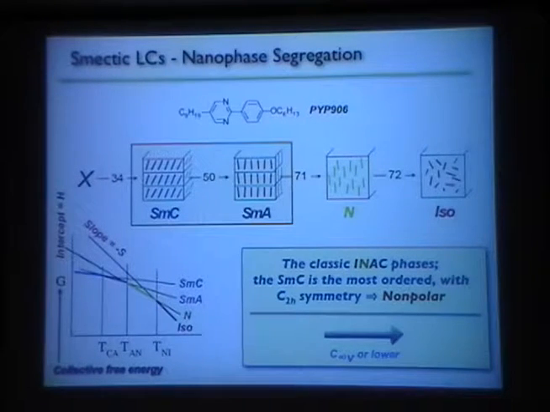phenylpyrimidine. It has this nice I-N-A-C phase sequence that is very attractive for many reasons, and the isotropic is always the highest temperature phase. And then as you go down from the isotropic, you get these other phases. What that proves is that the isotropic has to have the highest entropy. The highest entropy phase is always going to be the global free energy minimum at the highest temperature, because it has the steepest slope. So at all these temperatures above T_NI, the isotropic is the global free energy minimum.